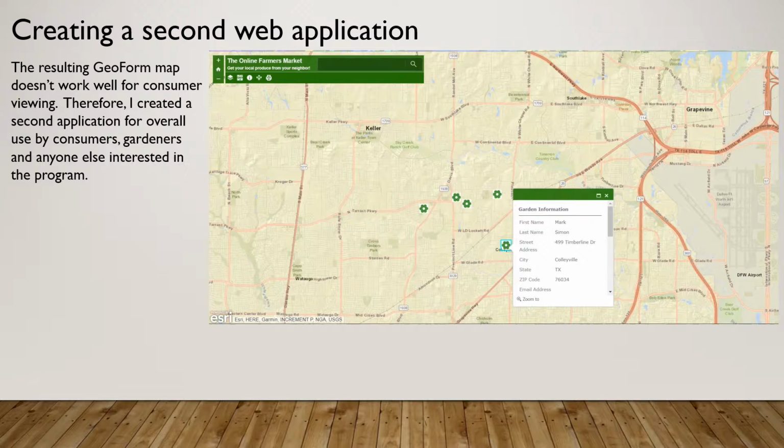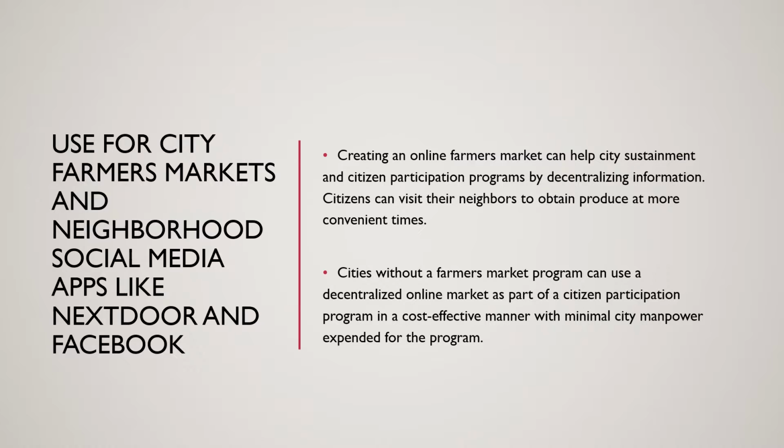So what I did, I went in and created a new web application that took that feature layer and placed it in here, and you can see it's just as easy as that. You click on the green flower, and that'll show you who's got what where. Like I said, this can be used not really as a replacement for city farmers markets, but kind of as a supplement, and for those cities that don't have a farmers market program, they just don't have the manpower or any interest in it or anything like that.